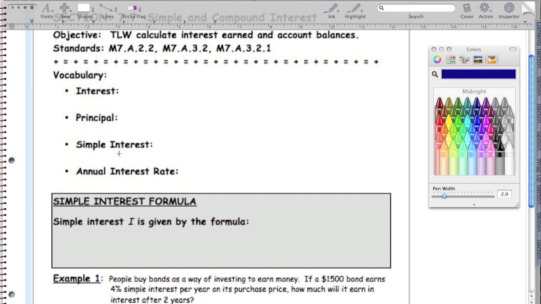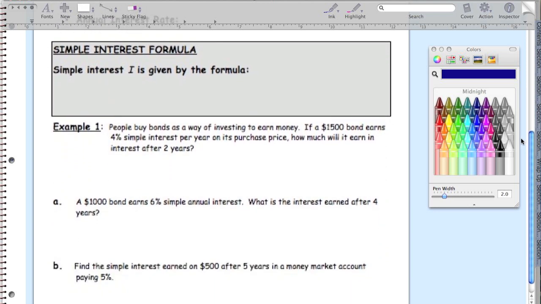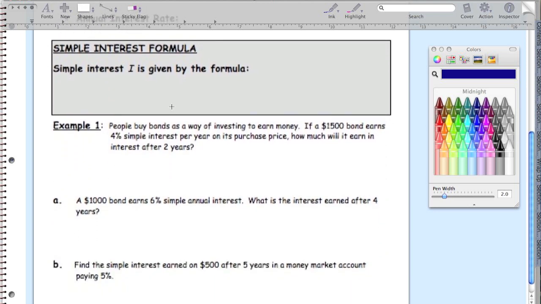Now, simple interest is the interest earned only on the principal. We're going to talk about simple interest and compound interest. Simple is the first one, where it's only built on whatever initially you put into the account. An annual interest rate is the percentage of your initial amount that you put in that is interest. All of these definitions are going to make more sense once we actually dive in and start applying some. So first of all, simple interest formula.